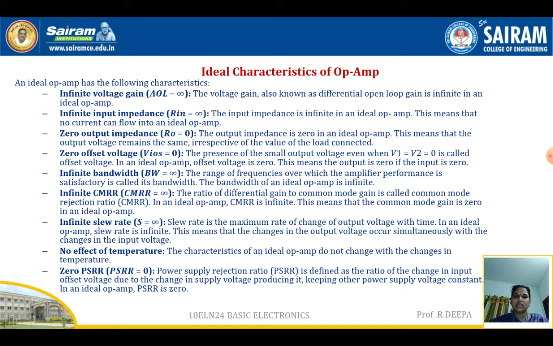So what is PSRR? It is the power supply rejection ratio. It is defined as the ratio of the change in the input offset voltage due to the change in the supply voltage, keeping the other supply voltages constant. That is, we find the change in the input offset voltage because of changes in the supply voltages, that is VCC and VEE, keeping the other voltage constant. In an ideal op amp, the PSRR value will be 0. So these are the various characteristics of an ideal op amp.